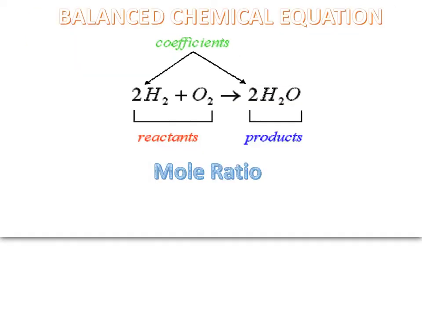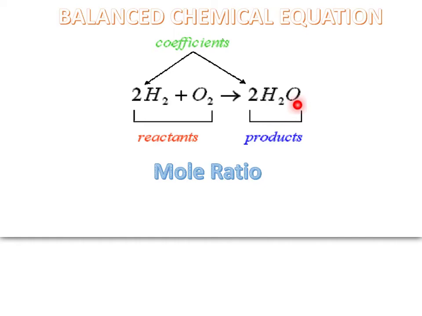A balanced chemical equation is essential to stoichiometry problems. The coefficients, the numbers placed before the compounds, indicate the number of each compound. In this equation, it says that 2 moles of atmospheric hydrogen will react with 1 mole of atmospheric oxygen to produce 2 moles of water.